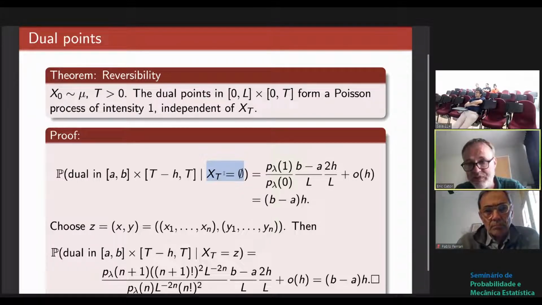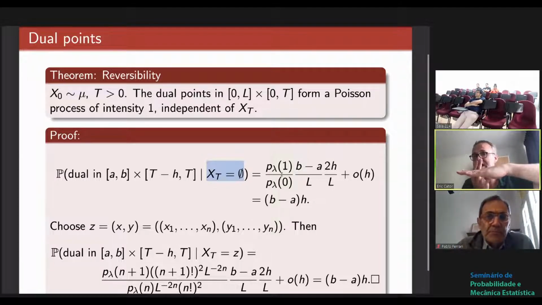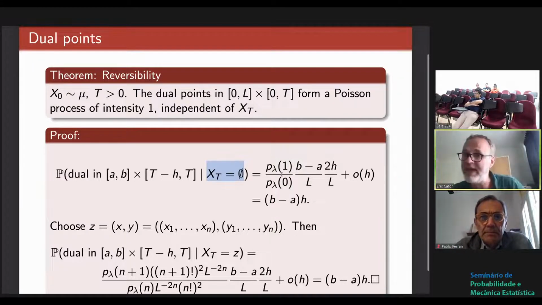So we condition on the final part to be empty, and then we wonder, how can it be that there's a Poisson dual point? So that means that there's an annihilation. Well, if there's an annihilation in between time t minus h and t, it means that at t minus h, there should have been 2 points, and they should have annihilated in a certain place. Right? And once they have annihilated, then there will be the empty configuration at time t, and you will have a dual point. So that's exactly what should happen. So that's what it says here.